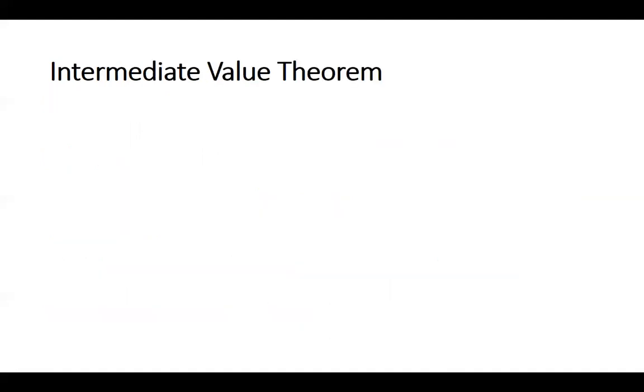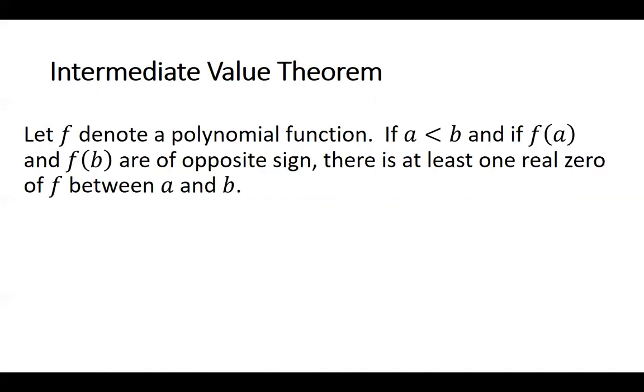Intermediate value theorem. This is one of those things that sounds impressive until you really think about it and you go, yeah, of course that's true. So let f denote a polynomial function. If a is less than b, and if f of a and f of b are of opposite sign, there's at least one real zero of f between a and b.